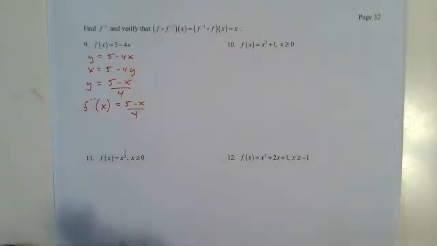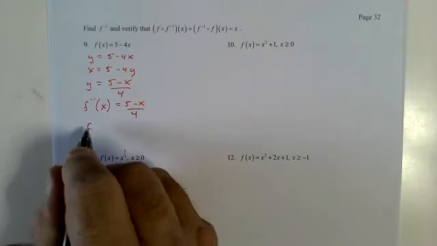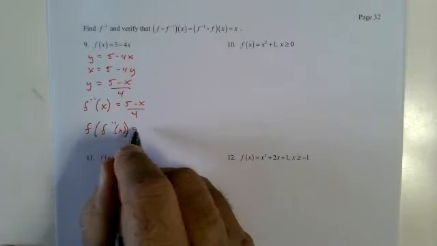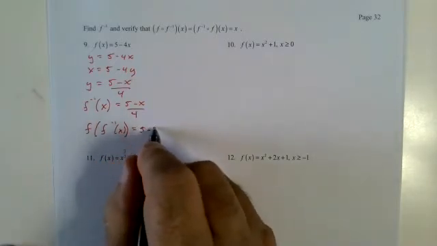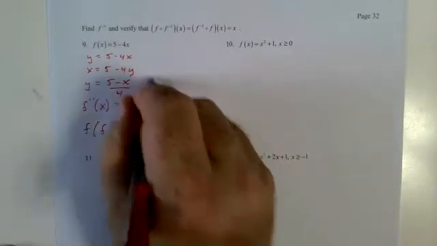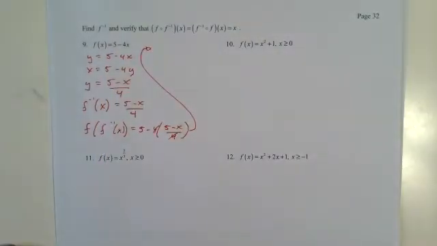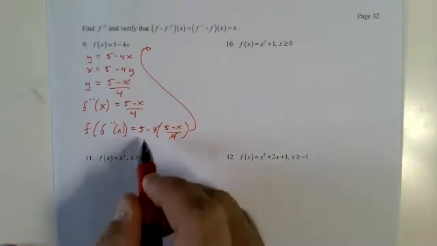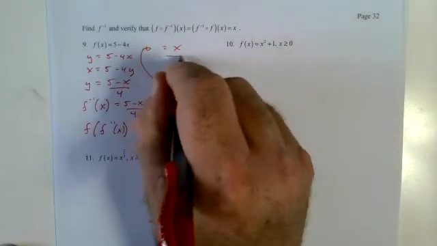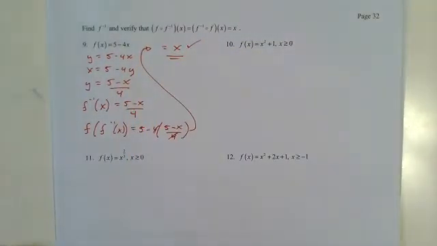It doesn't really matter. So let's do f of the inverse function. And that would be 5 minus 4 times 5 minus x over 4. Cancel, cancel. And distribute 5 minus 5, negative, negative, we get x. Check. Now, you could actually do it the other way. There's really no reason. If you want to, go ahead and prove it yourself, but I'm not going to actually show the algebra.